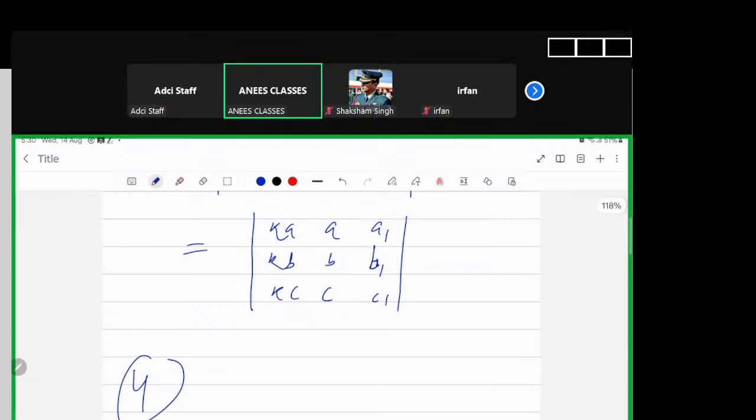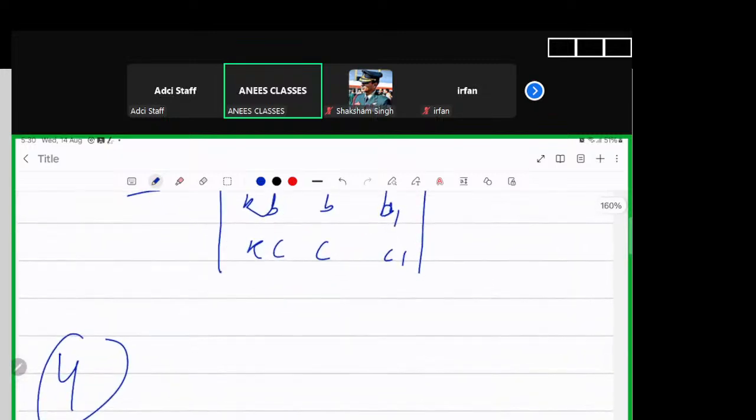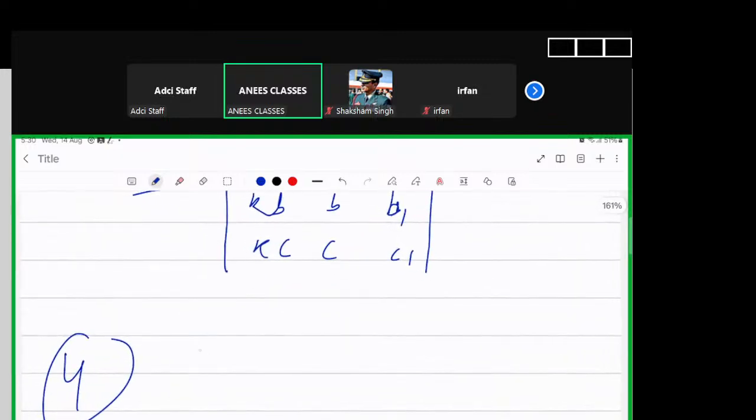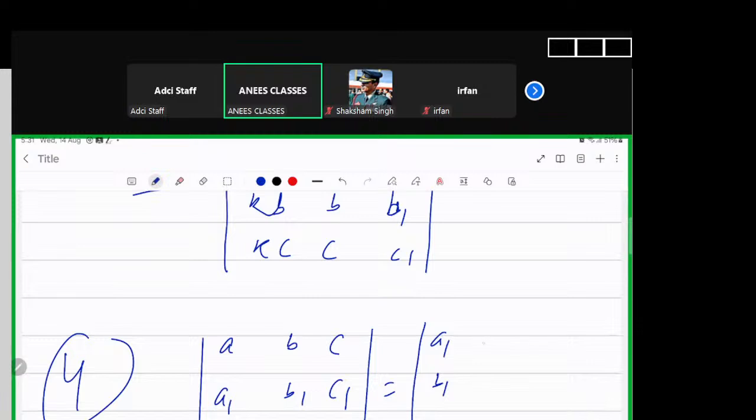Fourth, if any two rows or columns are identical, then the value of the determinant will be 0. A, B, C, A1, B1, C1, A, B, C. You will get 0. Understood?